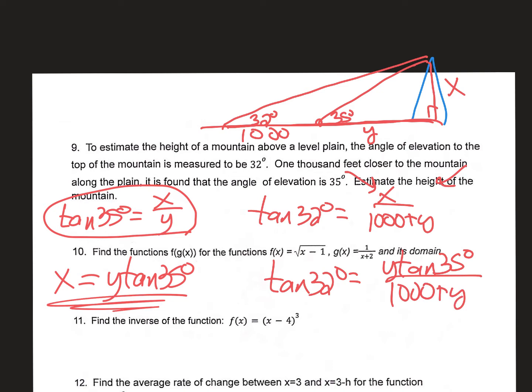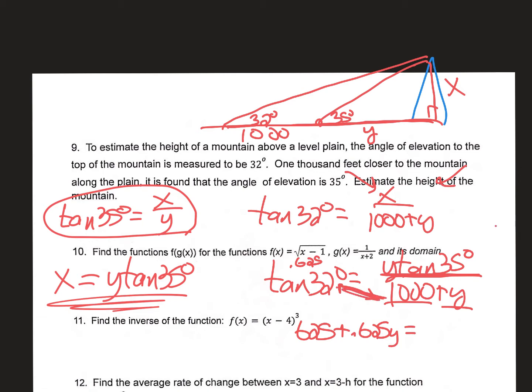All right, what I'm going to do next, because a fraction bar means divide, to get rid of it, I'm going to multiply, basically cross multiplying right here. I'm multiplying tangent 32 times 1,000 and tangent 32 times Y. But what I'm going to do first, I'm going to go ahead and punch in tangent 32 into my calculator, and it gives me 0.625. So I'm doing 0.625 times 1,000, which is 625. And I'm going to do 0.625 times Y, which is 0.625Y. Okay, so I just cross multiplied right there.